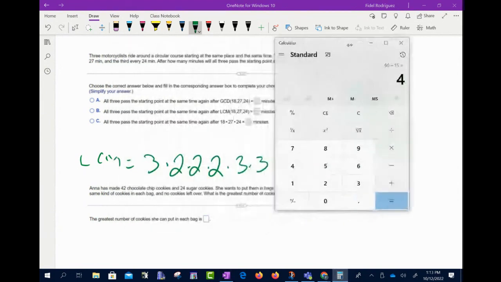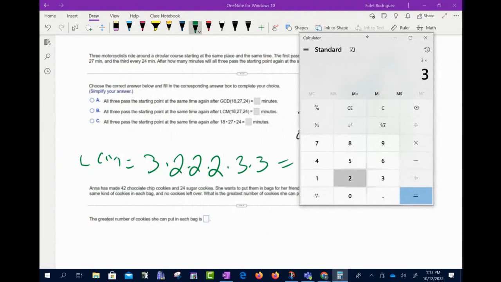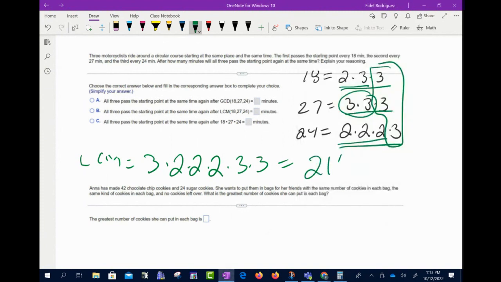So y'all, I'm just gonna multiply here. I'm gonna say 3 times 2 times 2 times 2 times 3 is 216, okay? So what did we find? We found the least common multiple right here, which was 216.